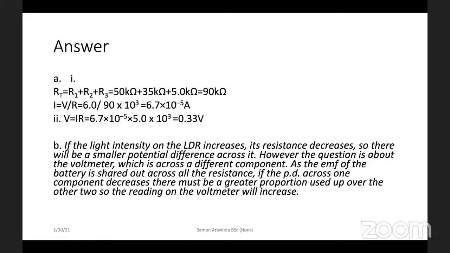If the light intensity on the LDR increases, its resistance decreases. So there will be a smaller potential difference across it.